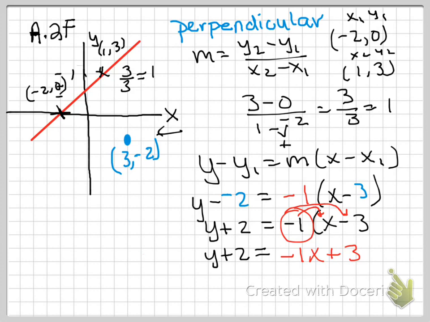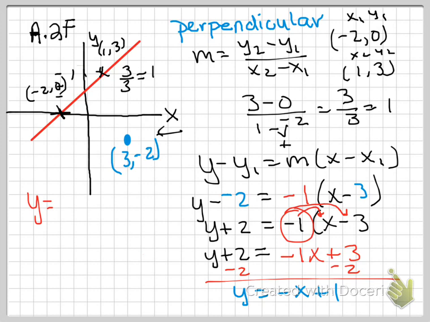Alright, now I want to move my 2 over to the other side because we want it to be y equals. And so we want to move that over. So we're going to subtract 2 from both sides. And when I do this, I get y equals a negative x, that's really 1x, plus 1. Alright, and this is supposed to be our line.